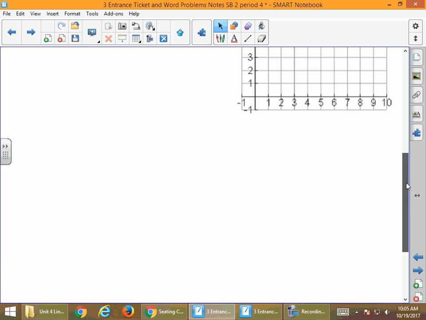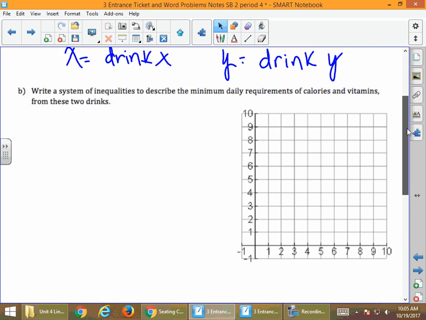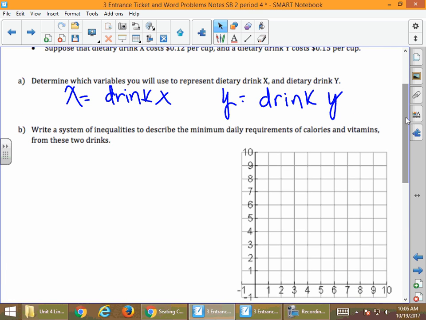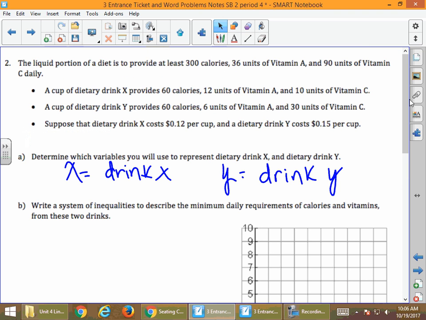And now what we need to do is we need to come up with our inequalities here in part B to describe the minimum daily requirements of calories and vitamins from these two drinks. And before I get going too far in this problem, I need to star this here because it's at least 300 calories. And what that means is it has to be 300 calories, but it can be more.